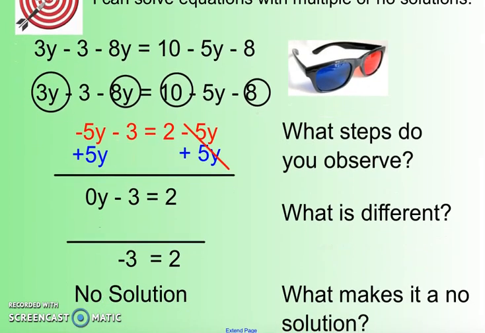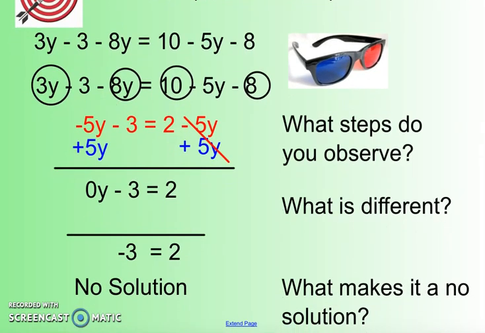What are some of your observations? Well, some of my observations is that really we're solving this equation exactly the same as the prior videos. We're still doing the same steps. The only thing that I noticed different, looking through this, is I noticed that the y's actually cancel each other out.